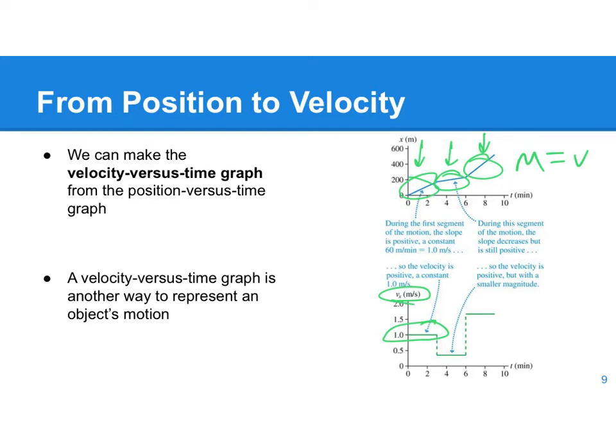So when you look at a velocity versus time graph, you are looking at how fast an object is moving. You don't know where they are, but you know how fast they're moving. Versus a position versus time graph, you see where they are, and you can look at the slope to see how fast they're moving.